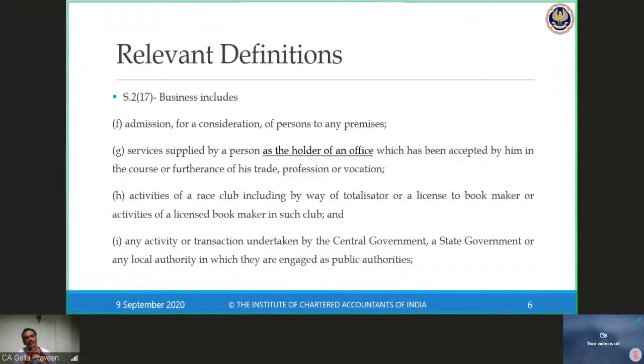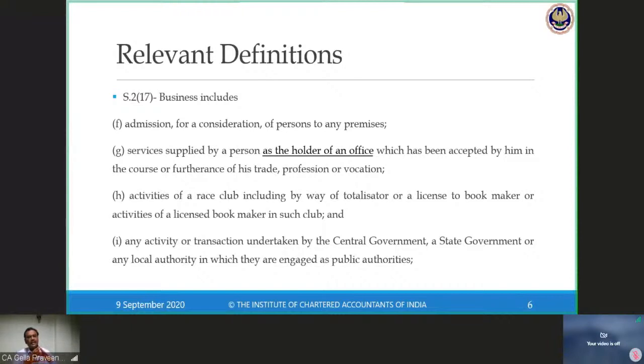Then activities of race clubs, including by way of a totalizer, etc. We have discussed in Rule 32, valuation, because that is covered under the higher rate of tax. Any activity covered by these race clubs and totalizers, yes, it is called a business. Any inputs, they can take the input tax credit.